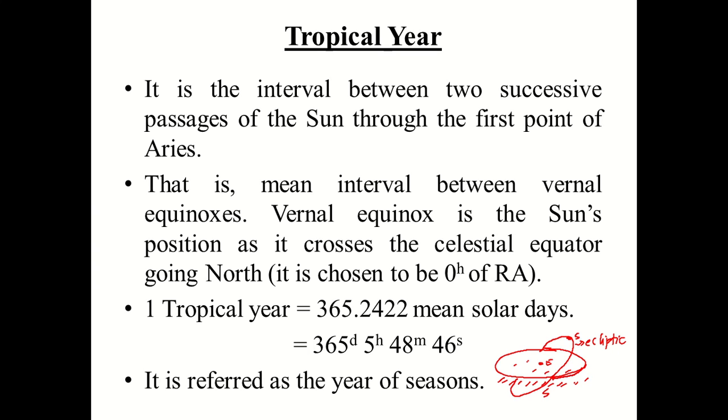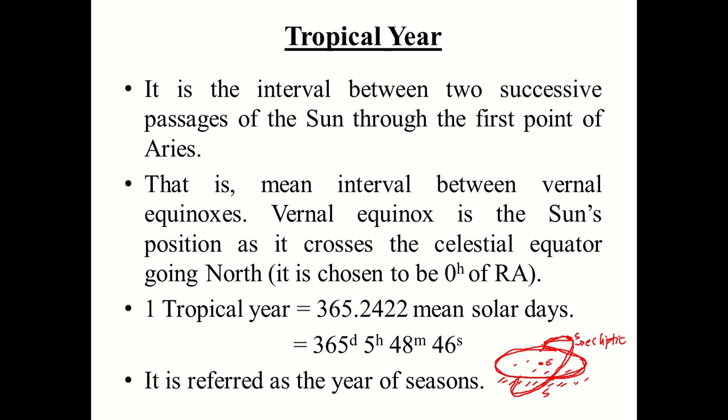So this is the celestial equator. With respect to the celestial equator, this is the relative path of the Sun, which is called the ecliptic. The meeting point of the ecliptic going north with respect to the celestial equator is called the vernal equinox, which is chosen to be the 0th hour of the right ascension.